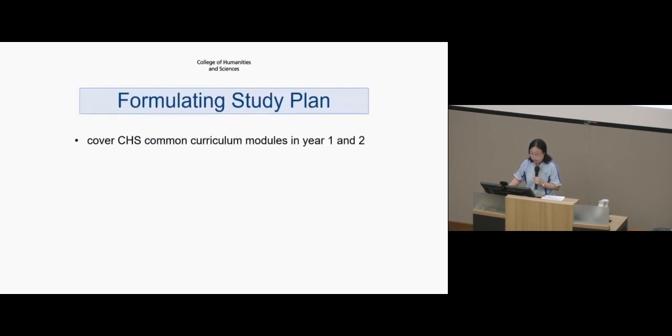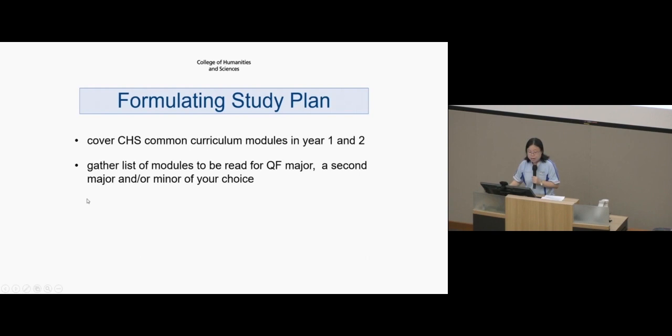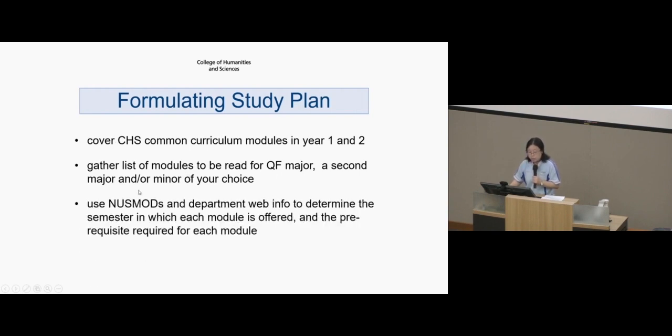Now let me move on. How to formulate your study plan? You need to consider the QF major's requirements, but we also have CHS common curriculum modules in year one and year two. So you need to take both into consideration. You need to gather the list of modules required to be read, and then use NUSMods and department web page information to determine which semester you do which modules.